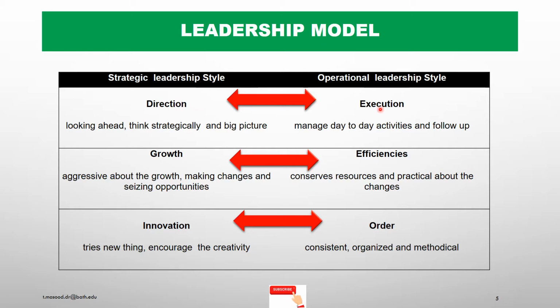Direction versus execution: direction is looking ahead, thinking strategically and seeing the big picture. Execution is managing day-to-day activities and follow-up. Growth: aggressive about growth, making changes and seizing opportunity. Efficiency: conserving resources and being practical about changes. Innovation: trying new things and encouraging creativity. Order: a consistent, organized and methodical approach.